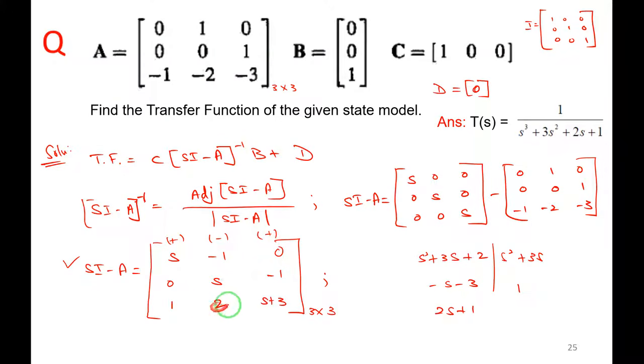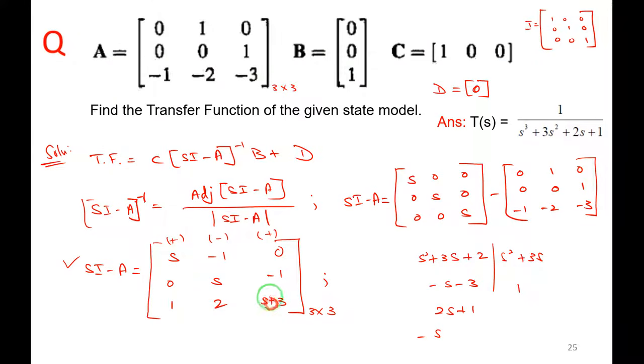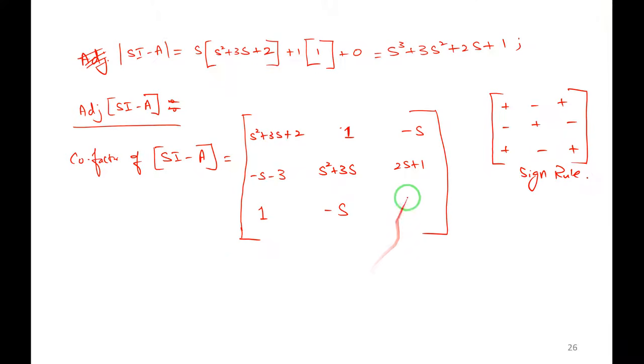Please go cross verify if it is okay. Next, cofactor of this element 2. So leave this column and leave this row. So S into minus 1. So it is minus S. So we are finding cofactor of this. Leave this column, leave this row. S into minus 1 is minus S. 0 into 0. So minus S I am getting. Next, cofactor of S plus 3. So leave this column, leave this row. S into S is S square. So the other is 0. So S square I am getting.